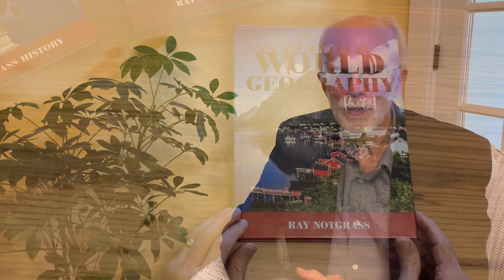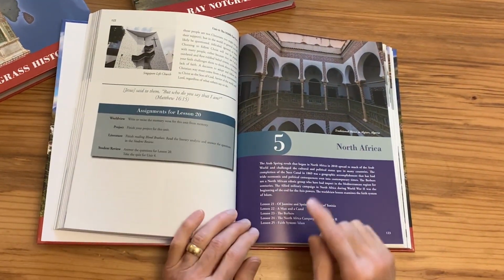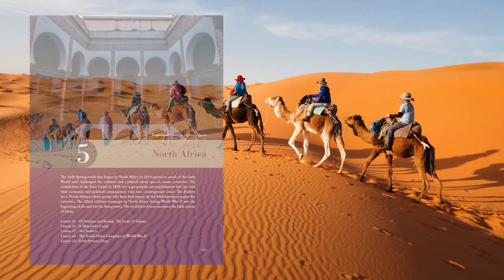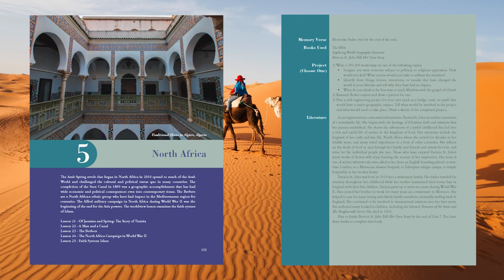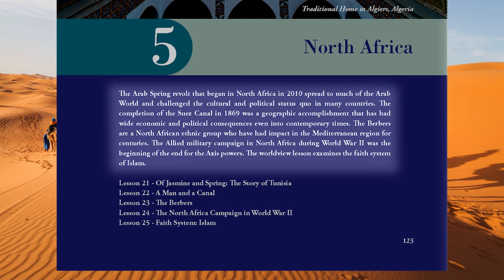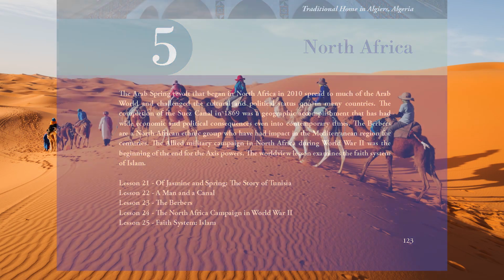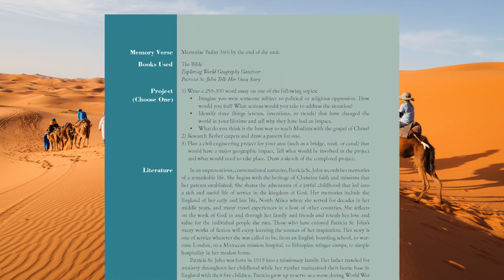Let's walk through one unit so you can see what all this looks like in the book itself. We'll take Unit 5, which deals with the geographic region of North Africa. Each unit begins with 2 pages which introduce the unit. The first page gives a brief summary of what we'll be talking about in this unit, as well as a list of lessons. The next page gives unit assignments.